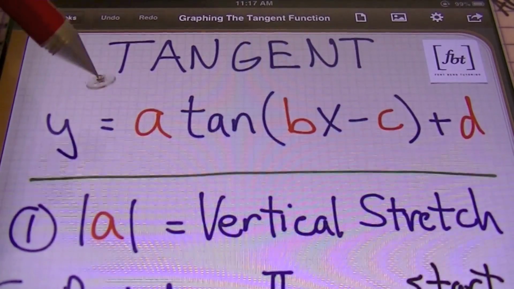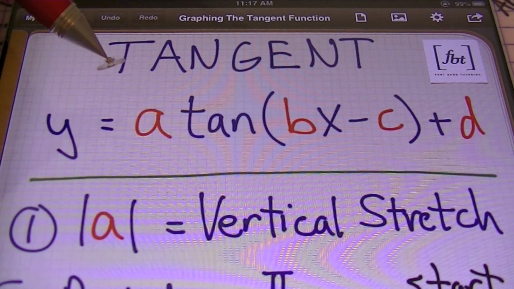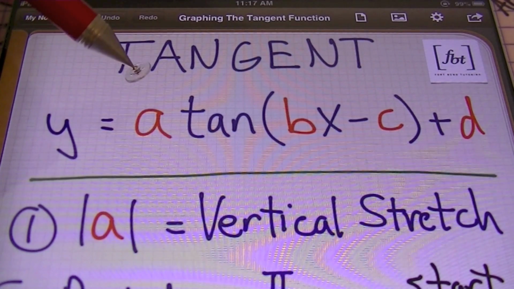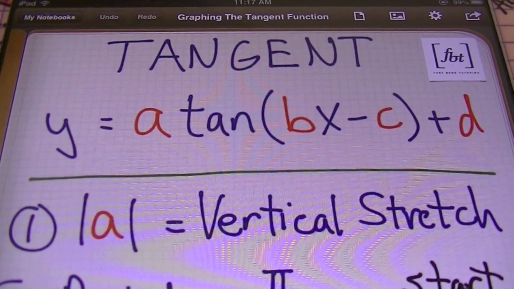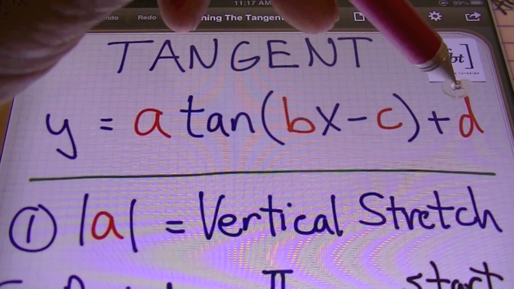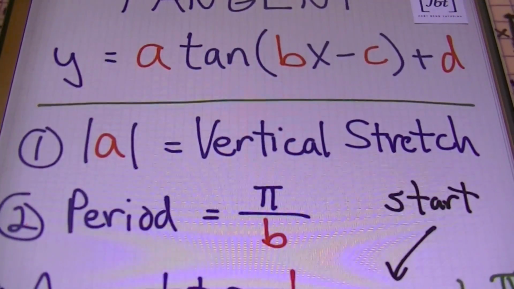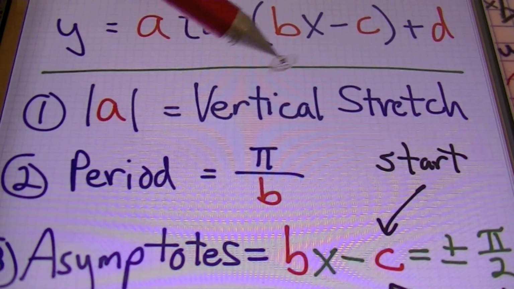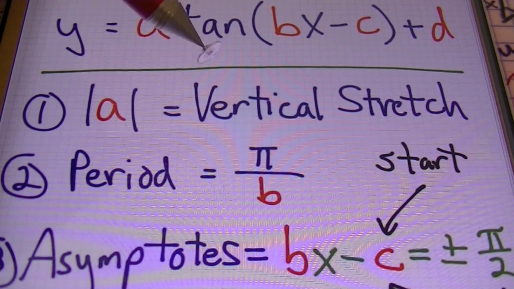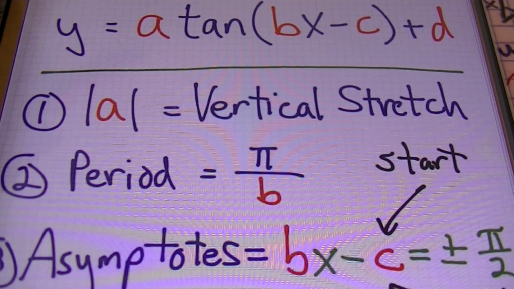Here we have the tangent function, ladies and gentlemen, in its standard form. You have y equals a tan of bx minus c plus d. And we'll be getting those a, b, c, d values for these purposes. Number one, we'll find out that the absolute value of a is the vertical stretch. So the vertical stretch is going to stretch out our graph on our coordinate plane.